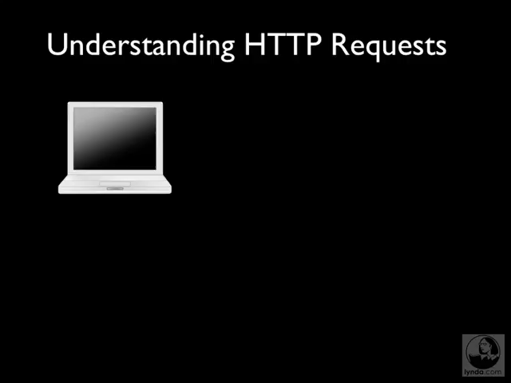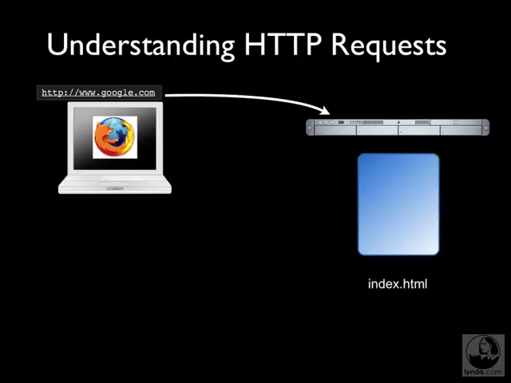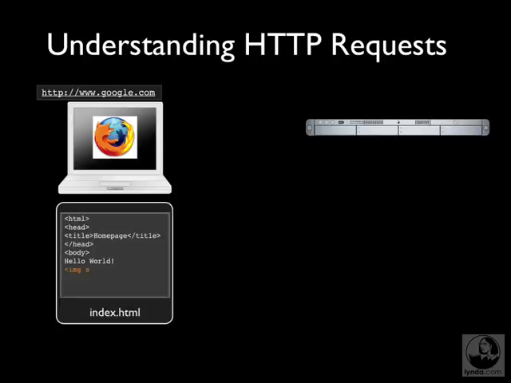So here on the screen, you'll see a computer. It's about to look at a web page. So let's say we've got Firefox, and we want to load in google.com. So our computer and our browser sends a message to a web server and says, I want that address. The server grabs the index page, and then the server sends the index page back to your browser.